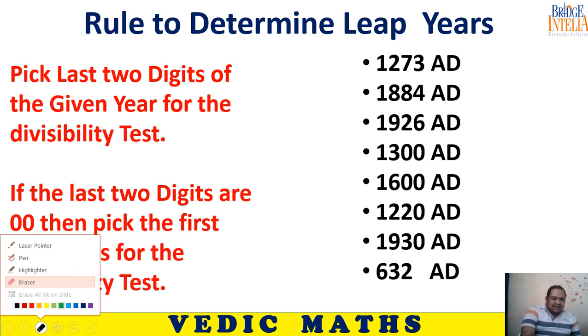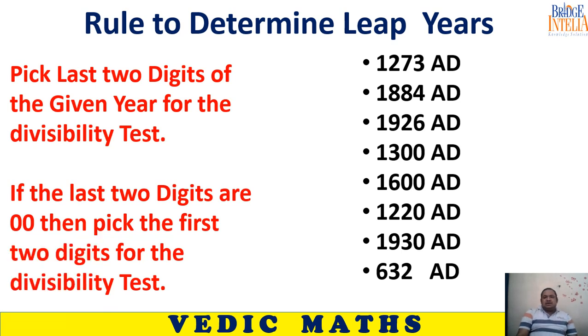So see, there are two simple steps to determine whether any year is a leap year or not. First step is picking the last two digits. So you have to pick the last two digits. If I ask you to verify 1926, you have to pick the last two digits.